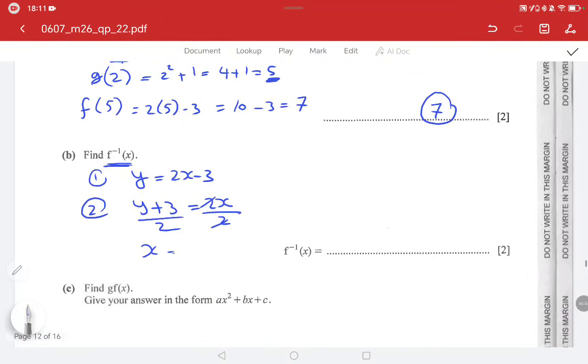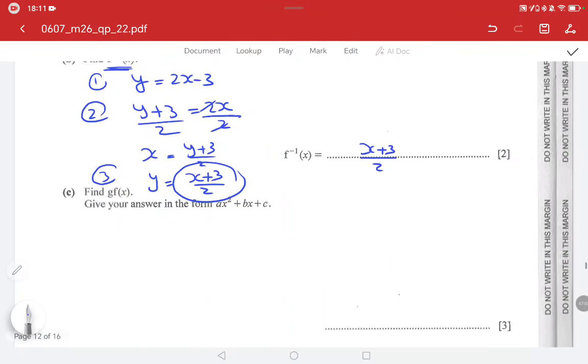x equals y plus 3 over 2. Last step, switch x with y. So y equals x plus 3 over 2. This is the inverse function. So the inverse function is x plus 3 over 2.